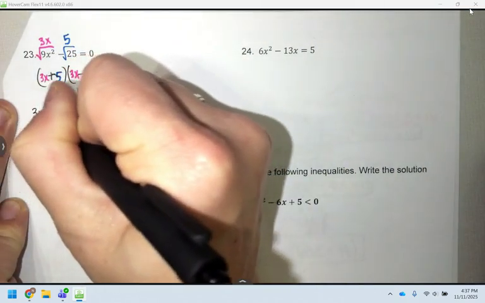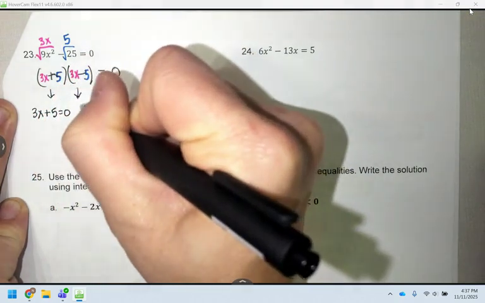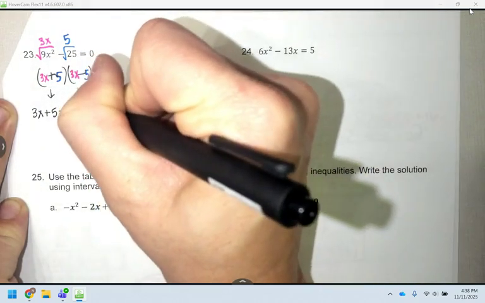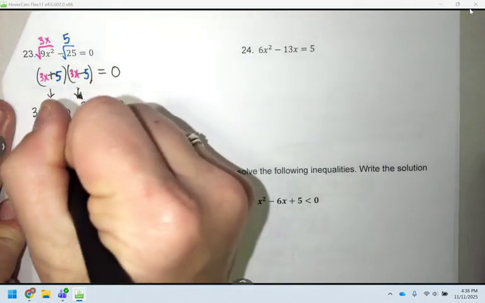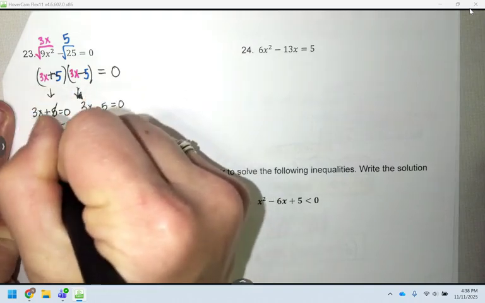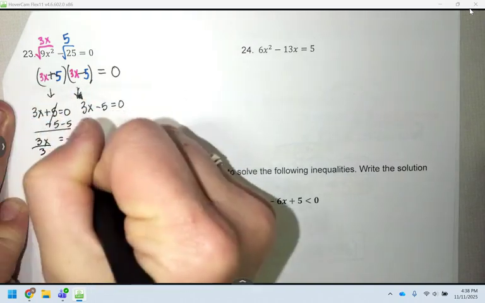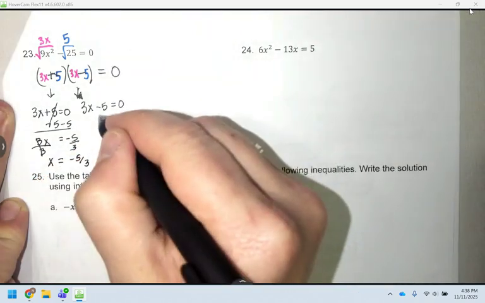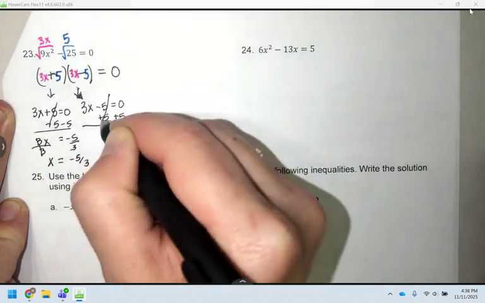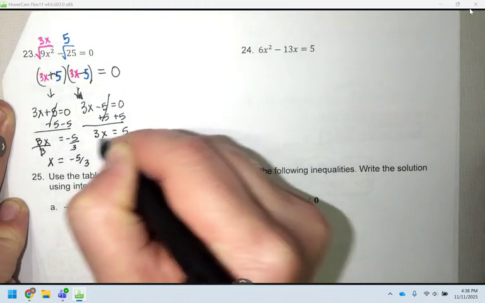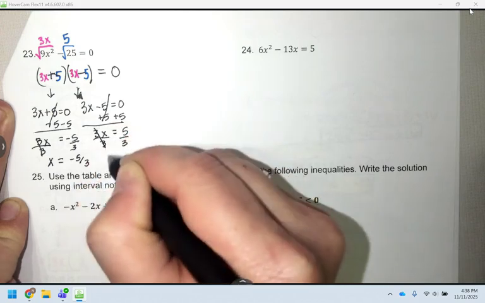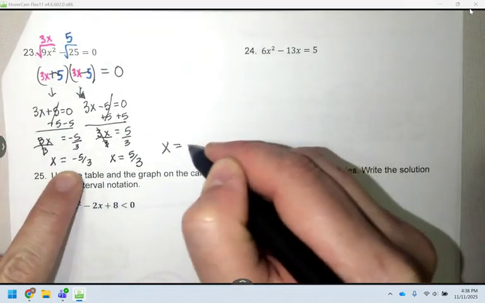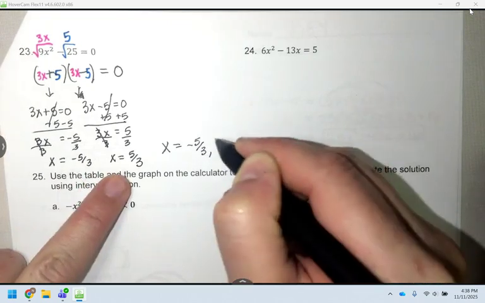Set them equal to 0. Subtract 5 from both sides. Divide by 3. Add 5 to both sides. Divide by 3. Write your answers from least to greatest.